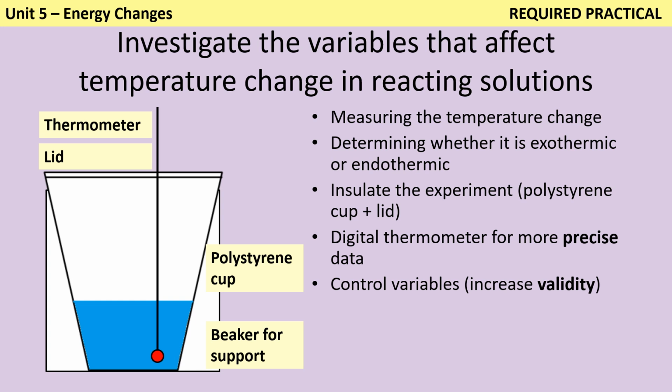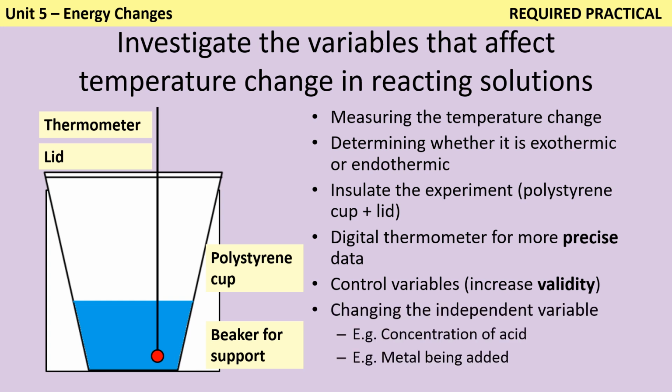If you're asked to write a method, and this would be quite a common 6-mark question, it's important that you actually discuss changing the independent variable and, if relevant, talking about how you would do that. So for instance, if you're changing the concentration of some copper sulfate solution or some acid, you could describe how you would measure out different volumes of that solution and then dilute it with water.